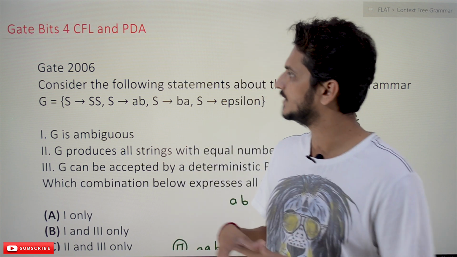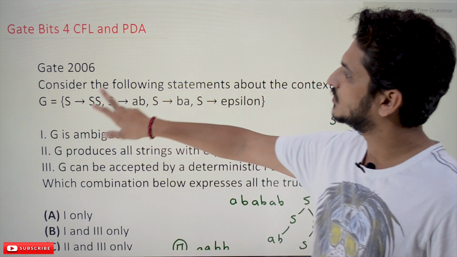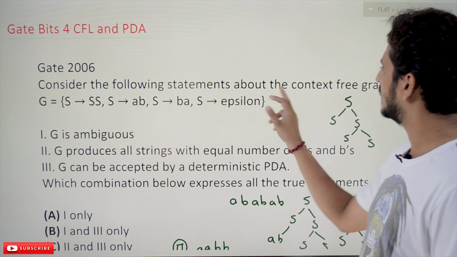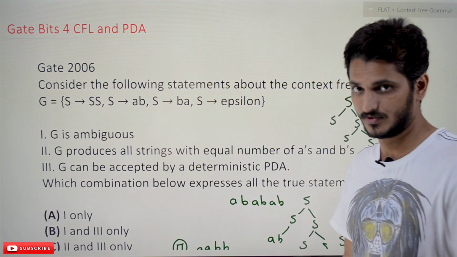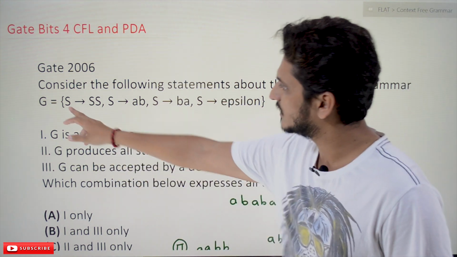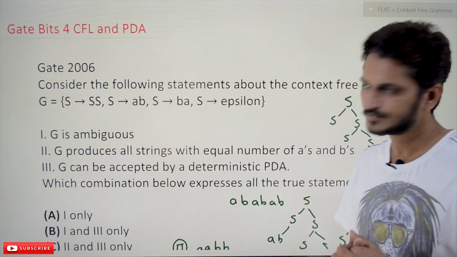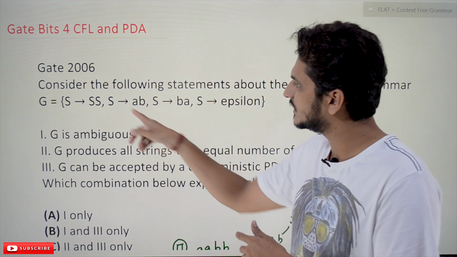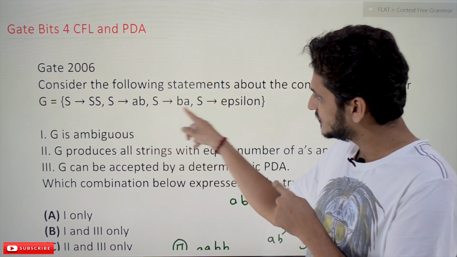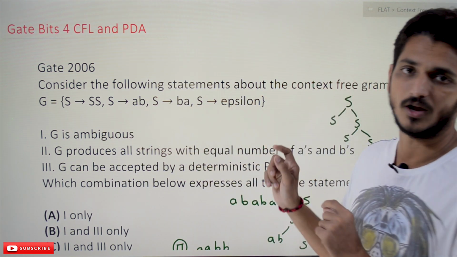Coming to today's bits, this is given in GATE 2006. Consider the following statements about the context-free grammar. They have given some context-free grammar: S tends to SS, S tends to AB, S tends to BA, S tends to epsilon. So from these statements, we can say that S is deriving AB, or BA, or epsilon.